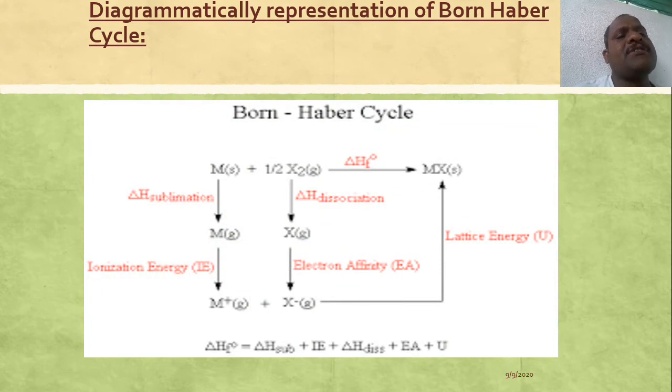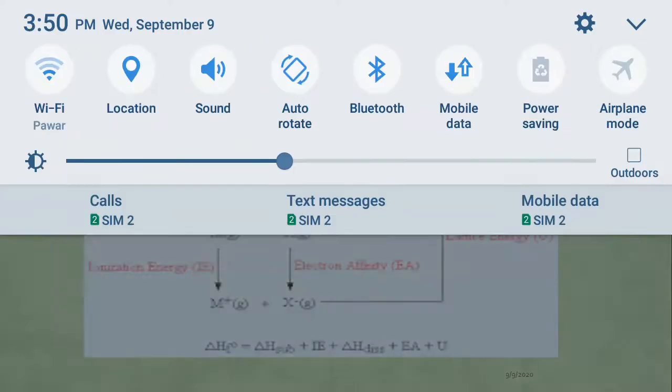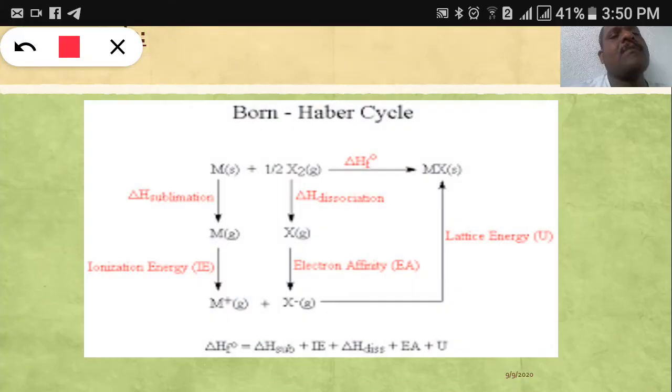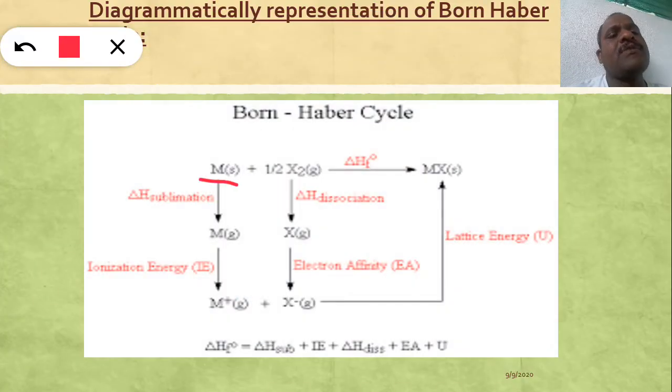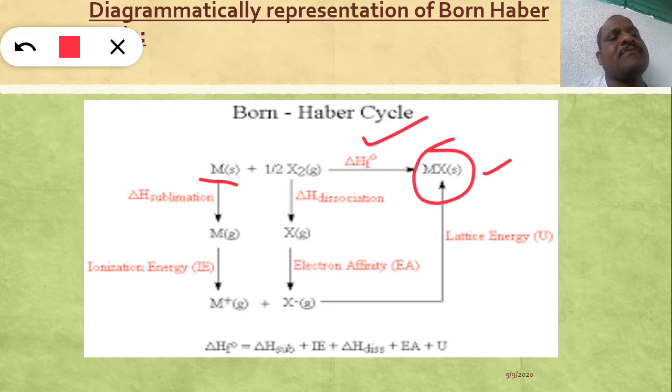Diagrammatically this can be represented according to the Born-Haber cycle. You can see here metal combines with 1/2 molecule of X2 in gaseous state. This is solid, this is gaseous. There is formation of metal halide. This is the direct method. The amount of energy released is called the heat of formation, delta Hf. But to obtain this MX in solid state, we need to go through this path.